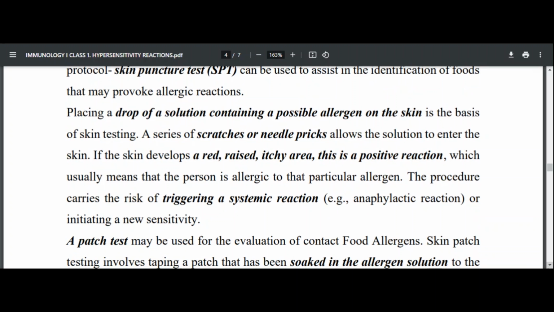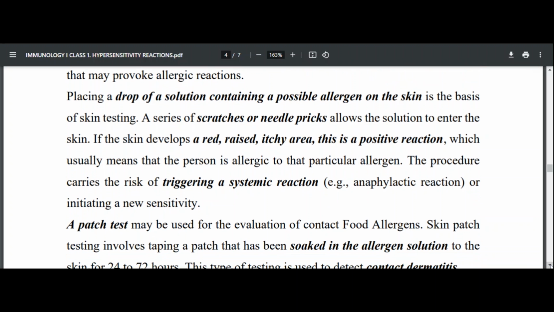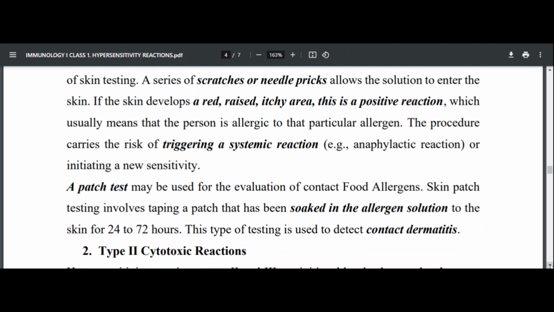So a patch test may also be used for evaluation of contact food allergens. This is about contact food allergen. So what we do is prepare a skin patch. Skin patch testing involves taping a patch that has been soaked in the allergen solution to the skin for up to 72 hours. So there's no involvement of scratching or needle pricks.